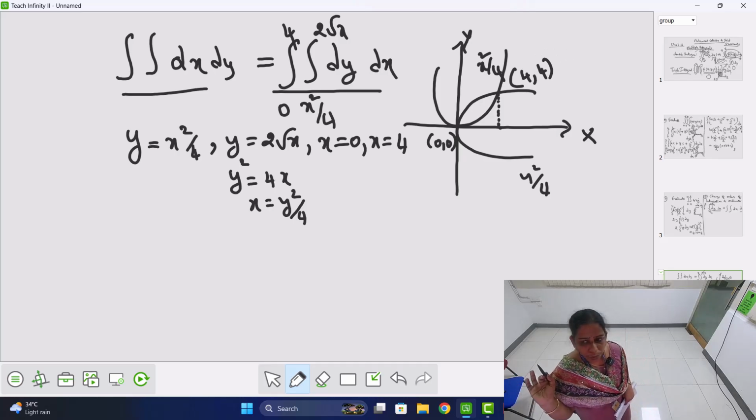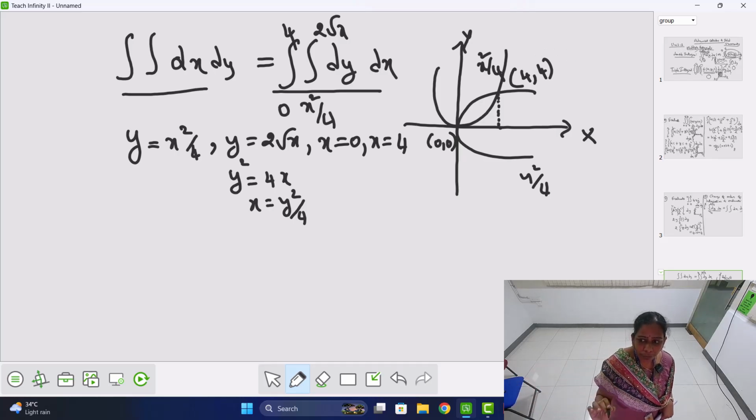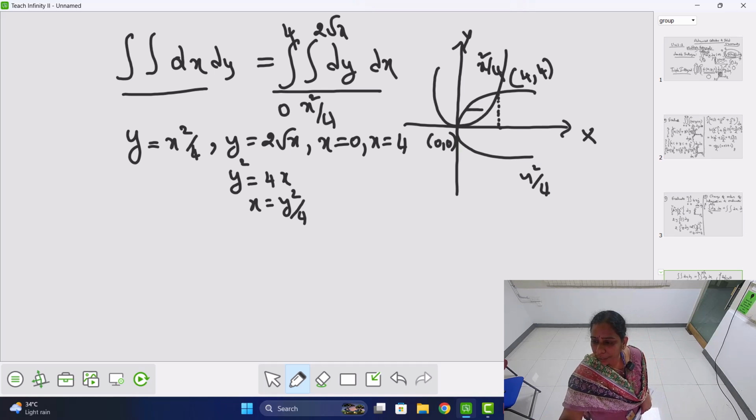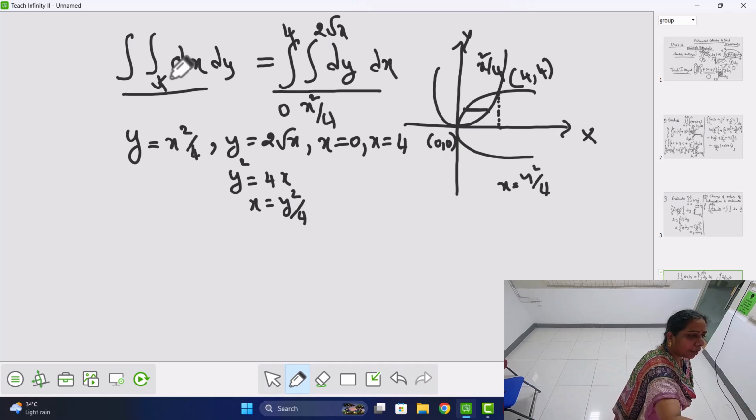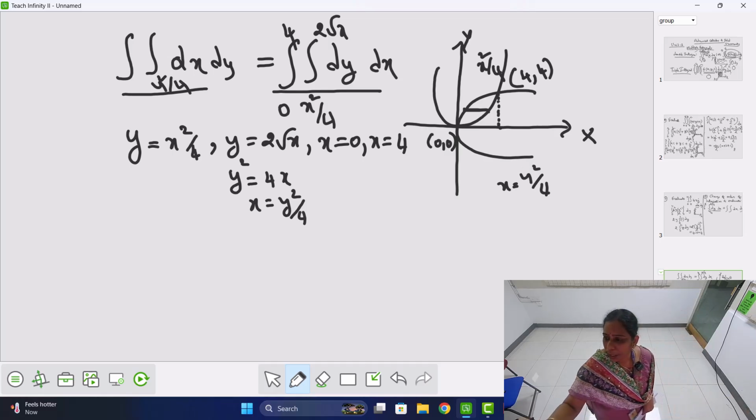Now time starts to find the limits of the function after changing the order. I mean this one. So what will be the limit of x? For that I have to draw the strip parallel to x-axis. I have to draw the strip parallel to whom? X-axis. One end is fixed here, the other end is fixed here. Okay. So in this end, I can see the value of x. What is the value of x here? Y squared by 4. So I got one limit. What is the other end?